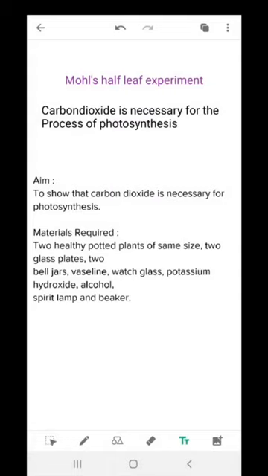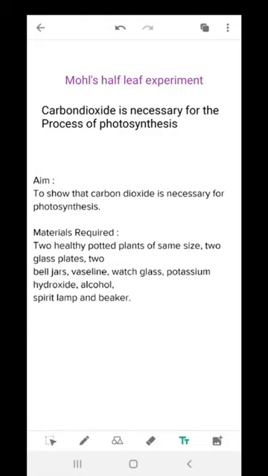Students, let us discuss the procedure showing that carbon dioxide is necessary for the process of photosynthesis. This experiment is also known as Moll's half-leaf experiment. Please note down, students, this carbon dioxide experiment is also known as Moll's half-leaf experiment, and the name was given after the inventor. The aim of this experiment is to show that carbon dioxide is necessary for photosynthesis.